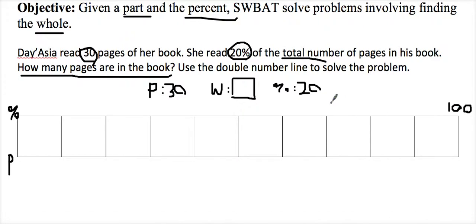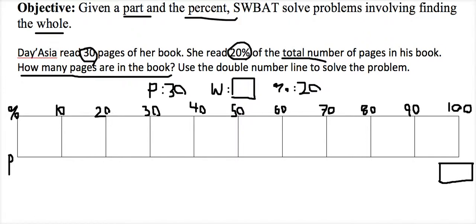Now, what do we think goes with 100%? The whole or the part? That's right, the whole is what goes with 100%. That's what we're trying to find. So I'm going to put a box right here. We've got a double number line that's split into 10 sections. How much percent is each section going to be worth? That's right, each section is going to be worth 10%. Go ahead and fill the rest out right now. So now we've got our percents laid out 10 through 100.